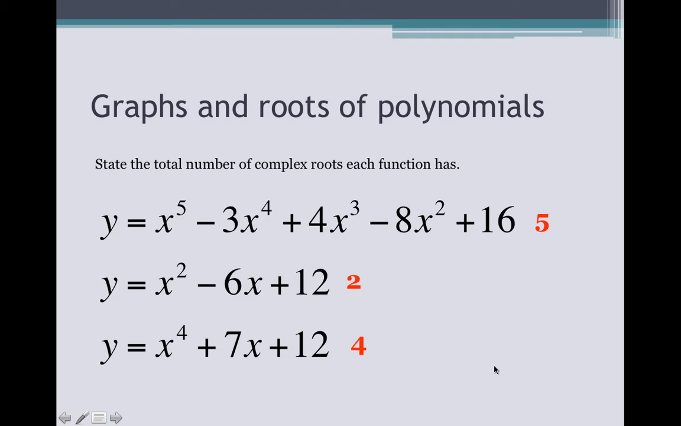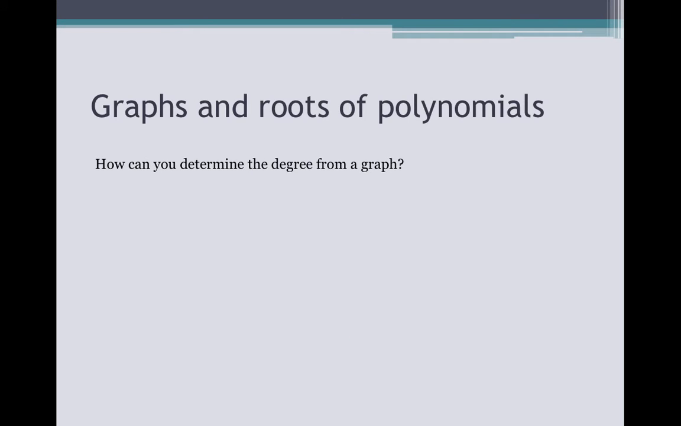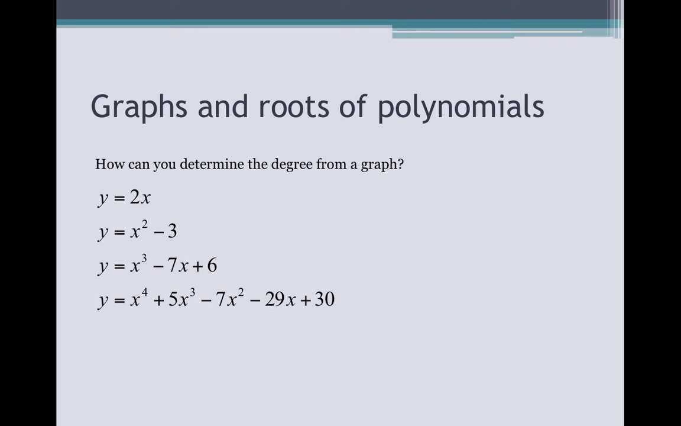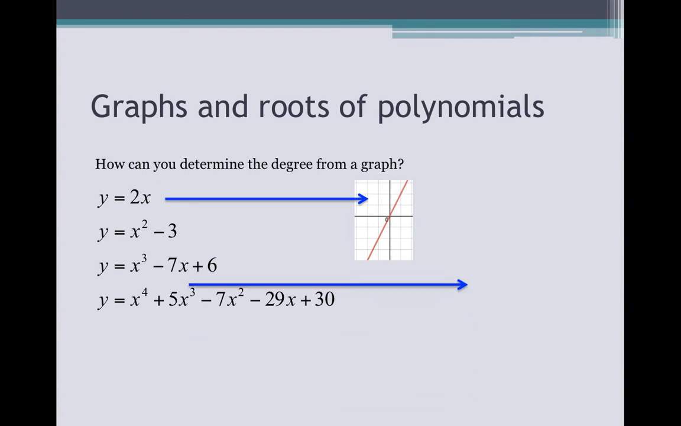Okay? And that just matches the degree. Degree 5, 5 roots. Degree 2, 2 roots. Degree 4, 4 roots. So now, how can you determine the degree from a graph? Well, here's those same functions. Here's this graph. So think about, how can I associate this graph with a degree 1?